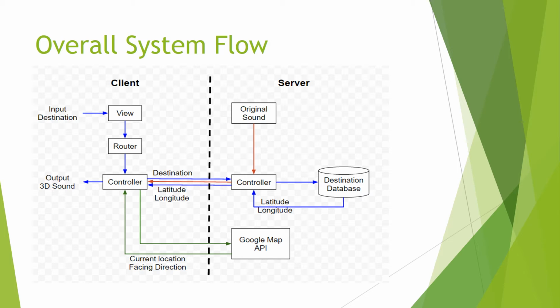After receiving the data from the server-side, the client-side controller calls the Google Map API to get the user's current location and facing direction by accessing the phone's compass. The 3D sound process would occur in the client-side controller.